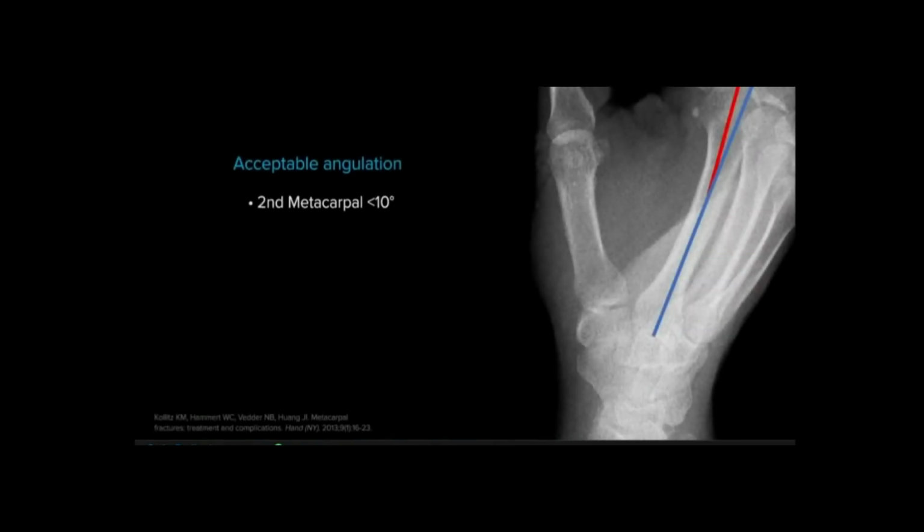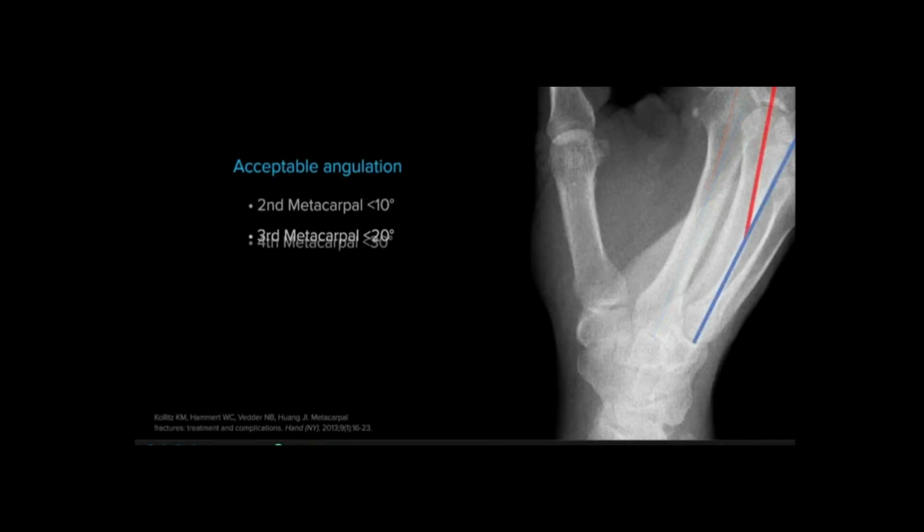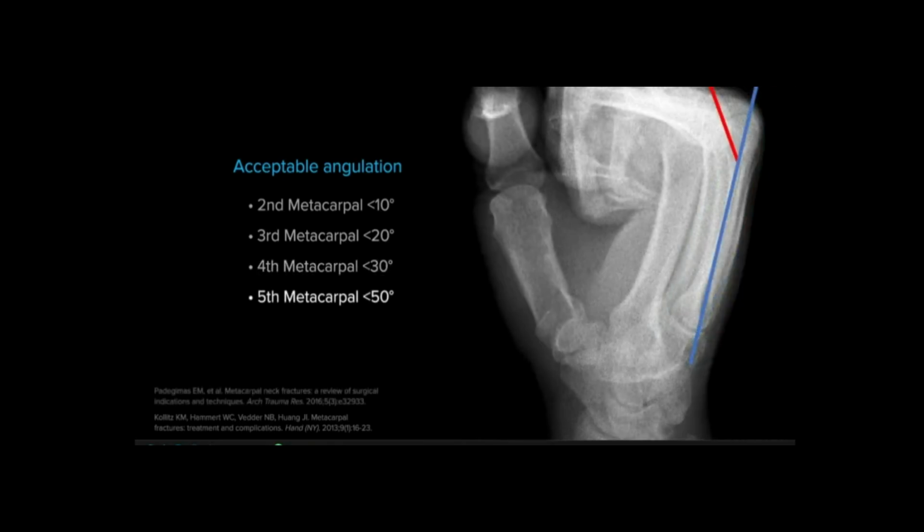The acceptable angulation of neck fractures of a second metacarpal is less than 10 degrees, and third metacarpal is less than 20 degrees. For the fourth metacarpal, it is less than 30 degrees, and the fifth metacarpal, the acceptable angulation is less than 50 degrees. The ulnar digits can tolerate more angulation because of their inherent degree of mobility. However, grip strength can begin to suffer with angulations greater than 30 degrees.